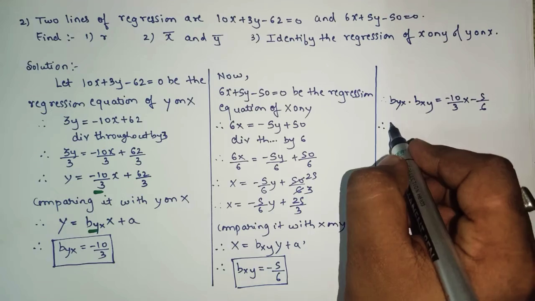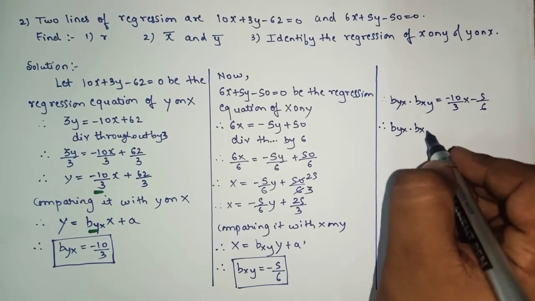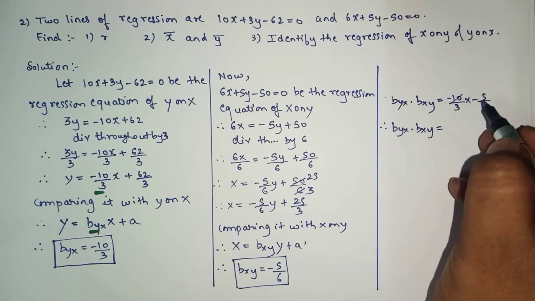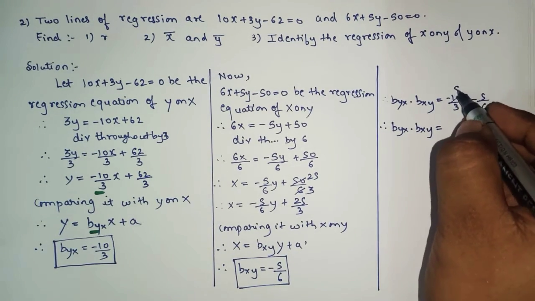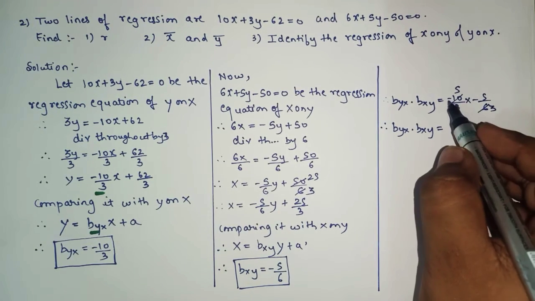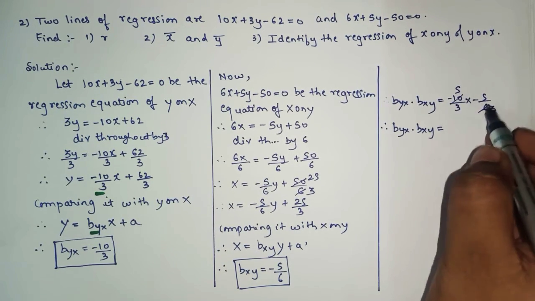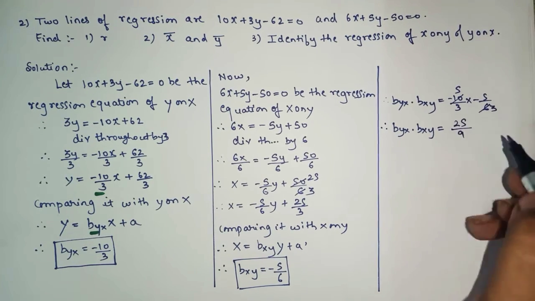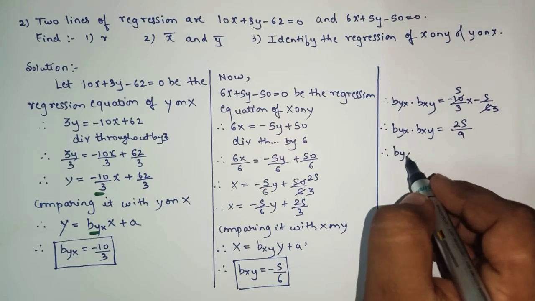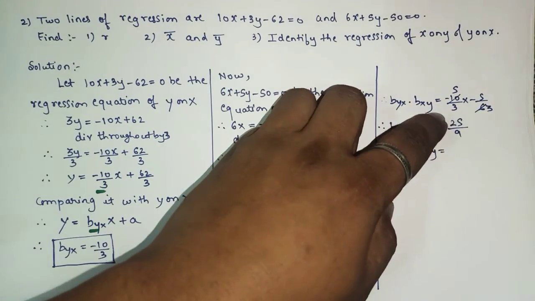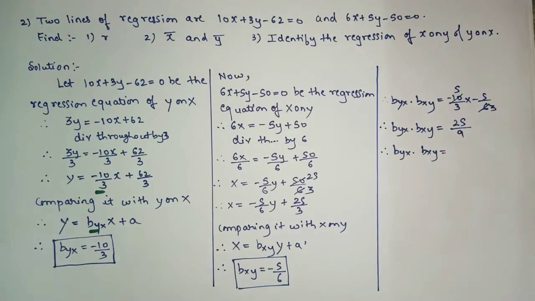So in the next step we will get what? Byx into bxy equals to, here we can cancel this number, 2 5s are 2, 3s are, further we cannot cancel. So this minus into minus will be plus, 5 5s are 25, and 3 3s will be 9. Here we can clearly see that when you divide 25 upon 9, your numerator is greater than the denominator. That means the answer will be greater than 1. Yes or no?